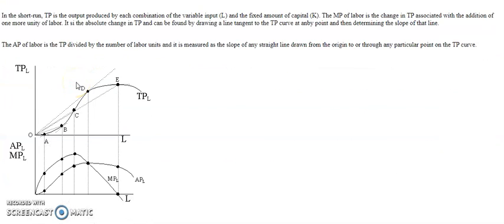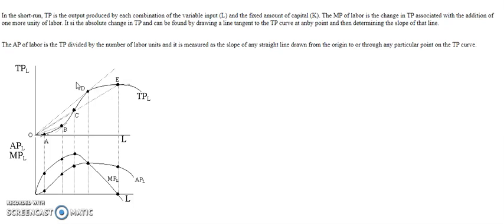In the short run, total product is the output produced by each combination of variable input and the fixed amount of capital. What is total product? Total product is the total output. It is produced by each combination of capital and labor. Here labor is the only variable factor and capital is the fixed factor. Total product is the output produced by the combination of variable input labor and the fixed amount of capital K.